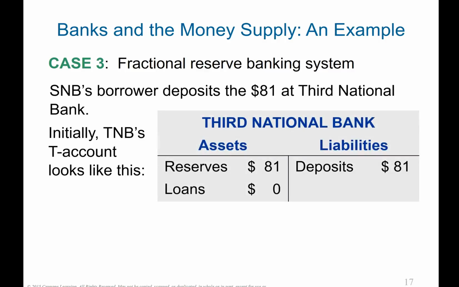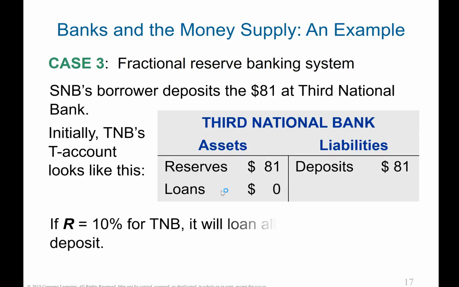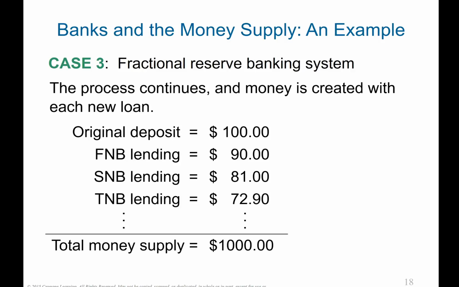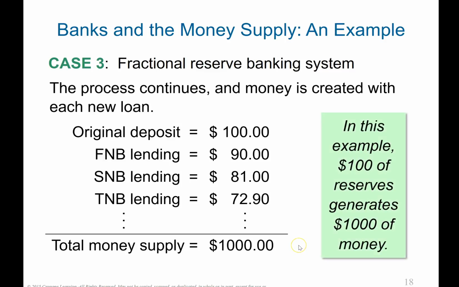And now it continues. That borrower of the $81 takes that money, which is actually money now, to the Third National Bank. They make a deposit and they hold on to 10% of that deposit if that's the reserve requirement. And they're going to make loans equal to all but 10% of that deposit. And you can see how this process continues and continues. And with each new loan, more and more money is created. Now, if we follow this all the way to its logical conclusion, we could calculate this pretty much endlessly until we come to a final number. And what we can see is the money supply in total would increase from that original deposit of $100 to $1,000. And so this is our example that we see here.